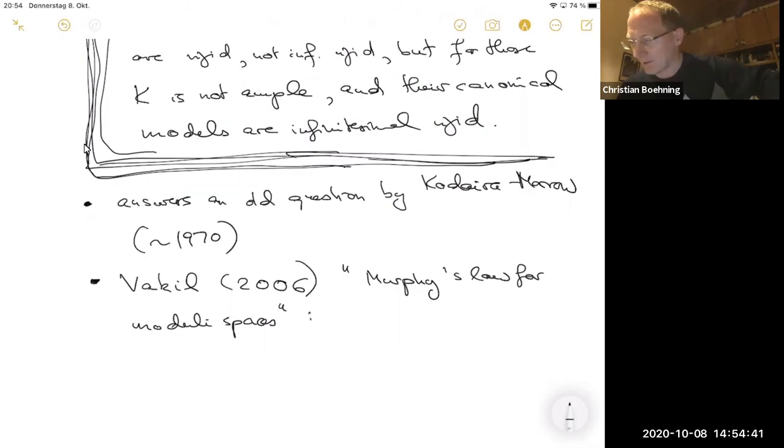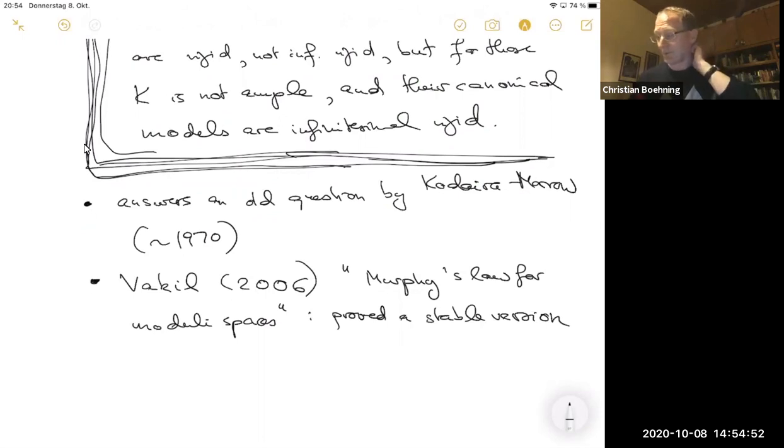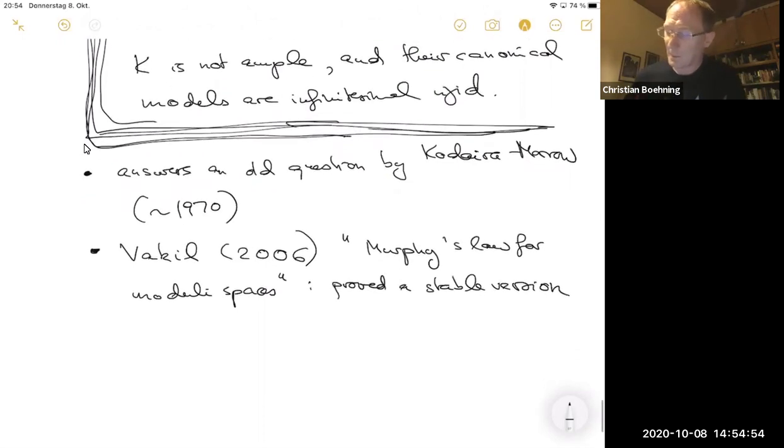Well, Warwick, I could write here, he proved a stable version of this result. So he proves that, well, let me say it maybe precisely. What he looks at are singularity types of pointed schemes. So he looks at pointed schemes, and then he looks at the modulo and equivalence relation.